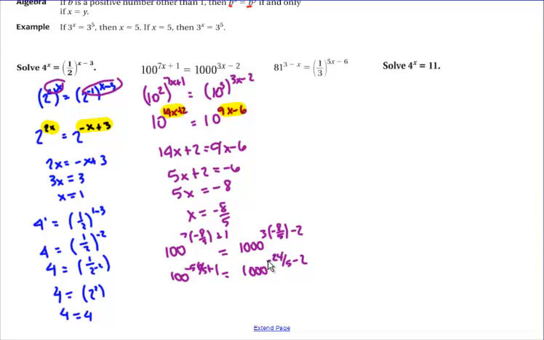So 100 to the negative 56 fifths plus 1 power is a really tiny number: 3.981 times 10 to the negative 21st. And the 1,000 to the negative 24 fifths minus 2 power is the exact same thing, so it checks out.